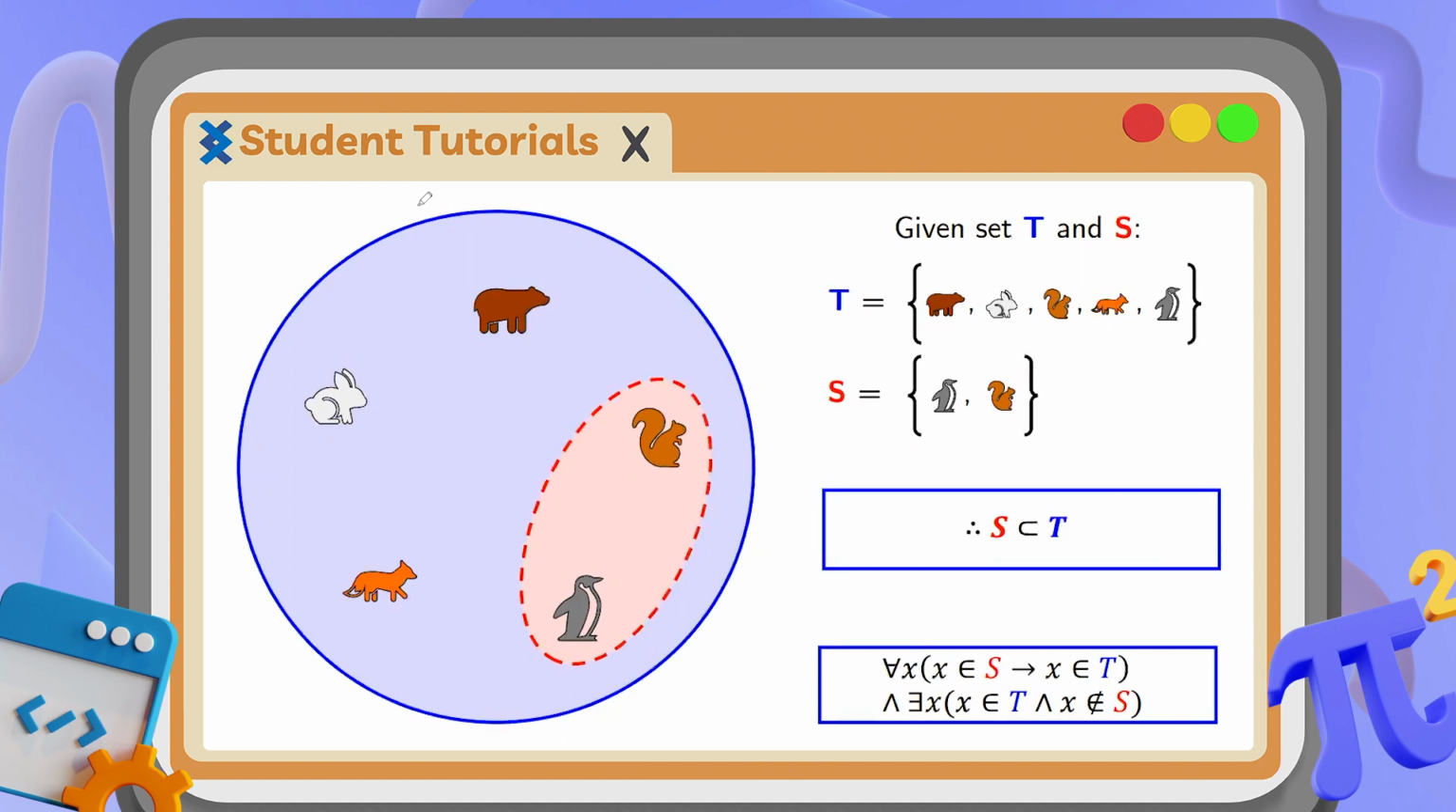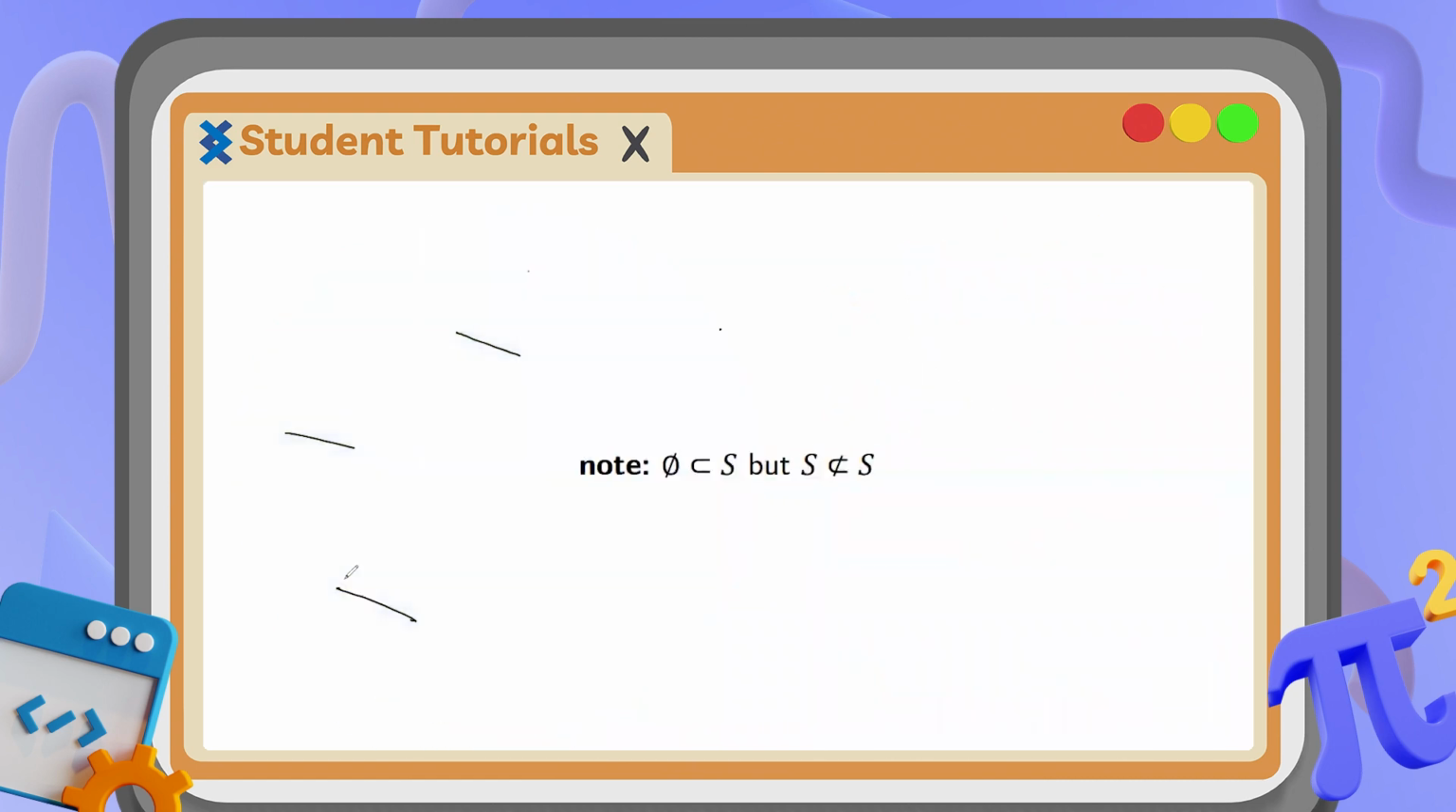Therefore, we can say that S is a proper subset of T, because not only is S a subset of T, there exists at least one element where X is in T, which is not in S, which is shown by one of the three possible answers over here. Take note that the null set is a proper subset of a set, but a set S is not a proper subset of itself.